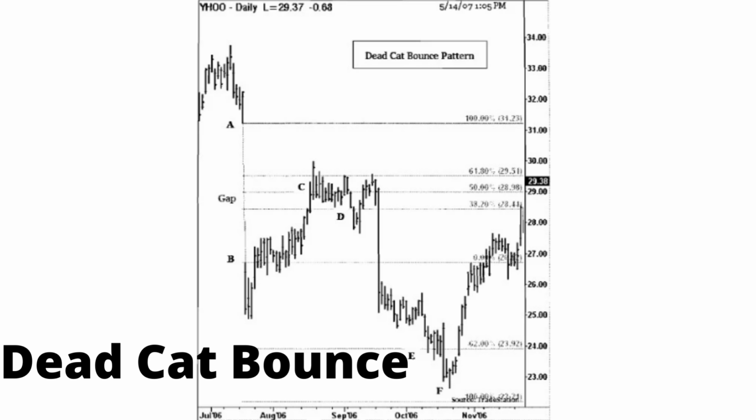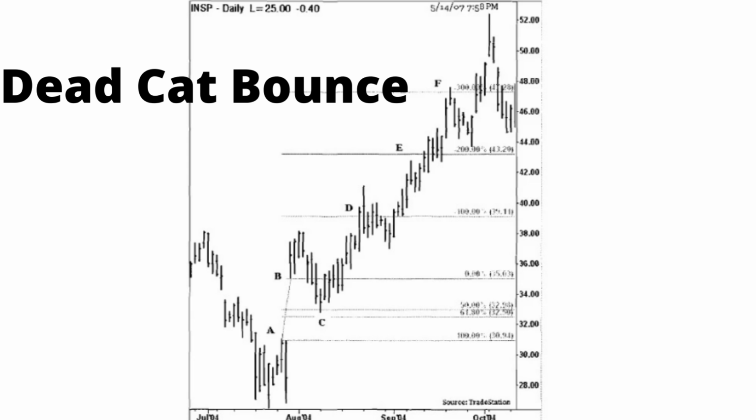In September 2006, Yahoo gave an opportunity to short at the 50% level, at $29. Enter a short trade below the previous bar's low at the 50% level of the gap at D, $28.50. Place a stop order above the top of the gap at A at $31.25. Place a target at 100% of the gap range from the trade entry at $24.